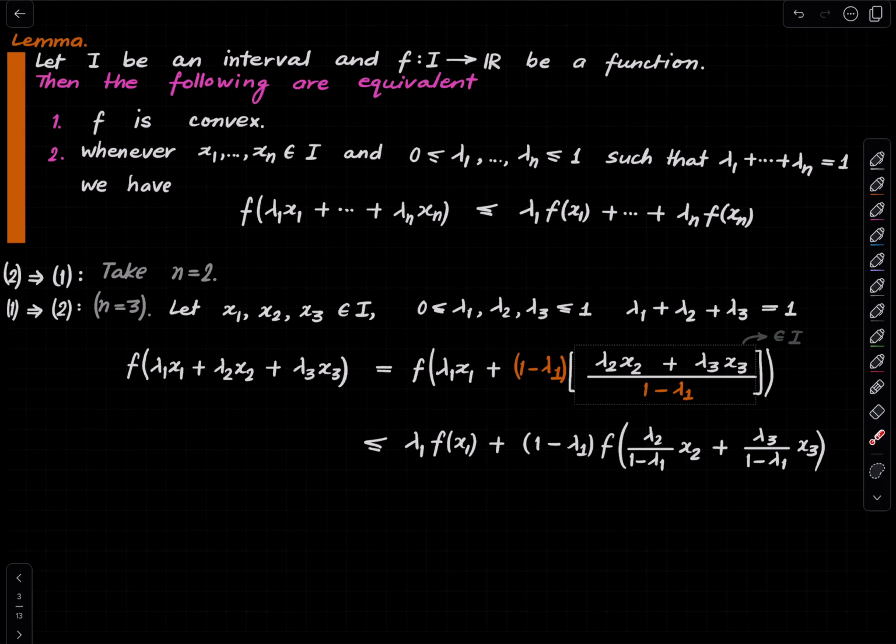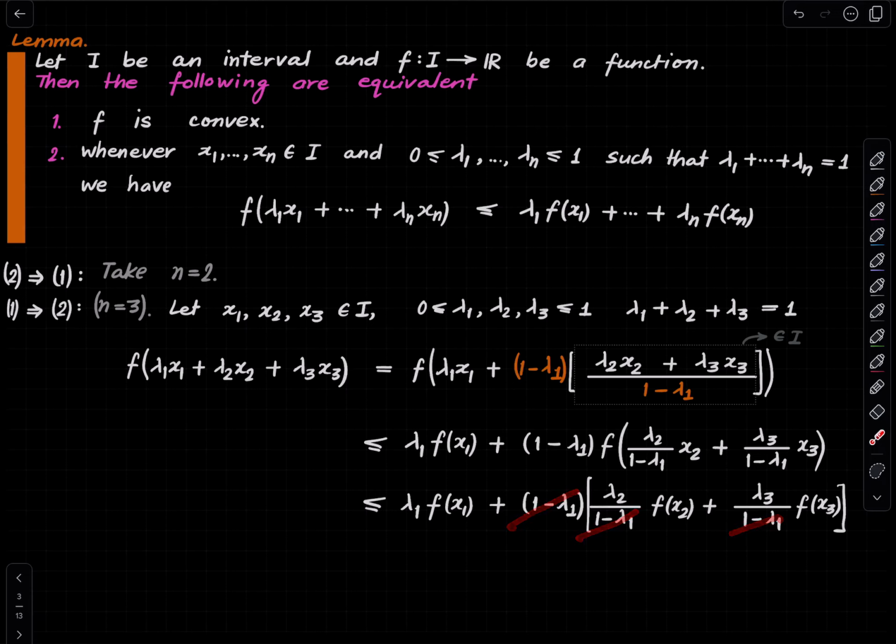Right? And now again apply convexity here. The sum of these two things is 1, and these are positive. That's all. So you can apply convexity one more time and you will get the desired thing. Right? And things cancel out, these things cancel out, and you get what you wanted. So it's a very simple induction.